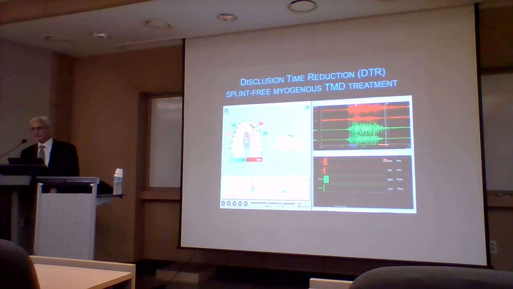And it's called disclusion time reduction, which means the time it takes to make an excursion and have the back teeth disclude. By shortening the time, you turn the muscle activity way down.